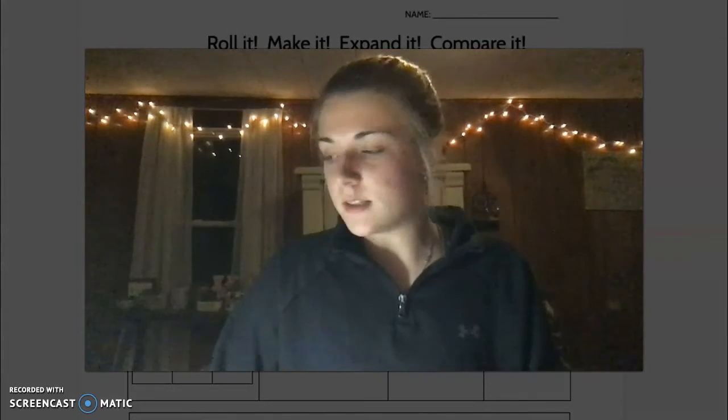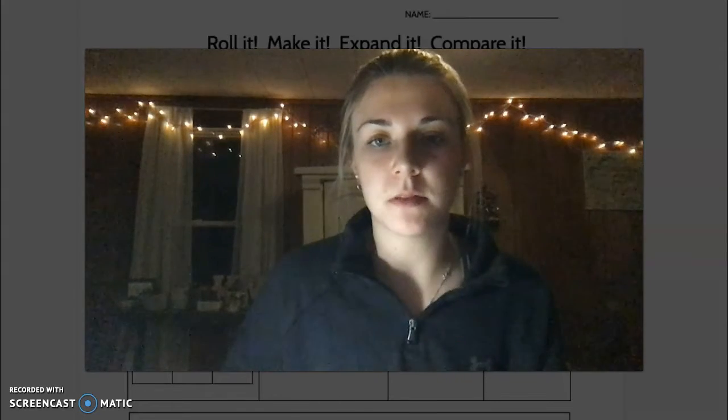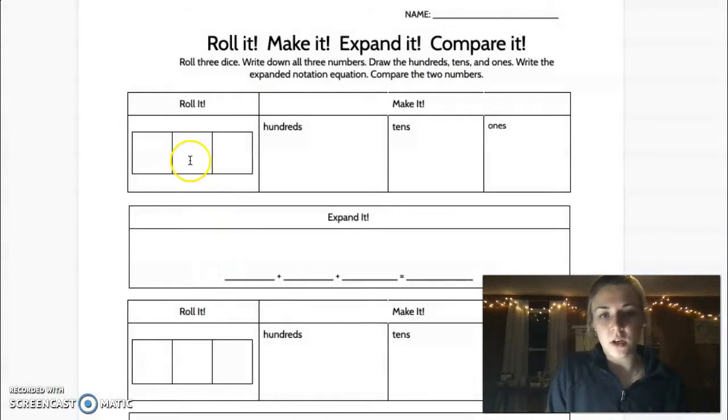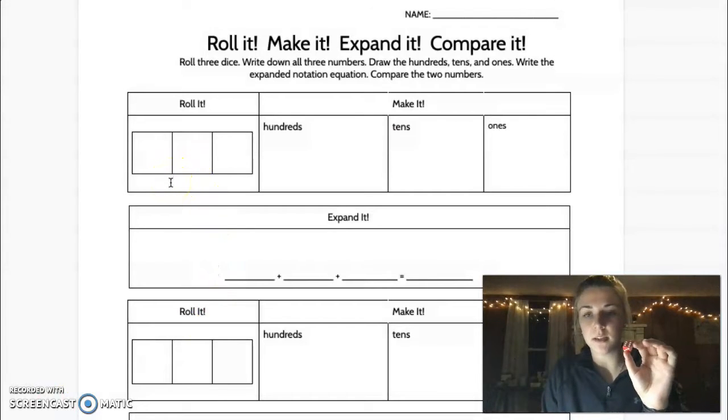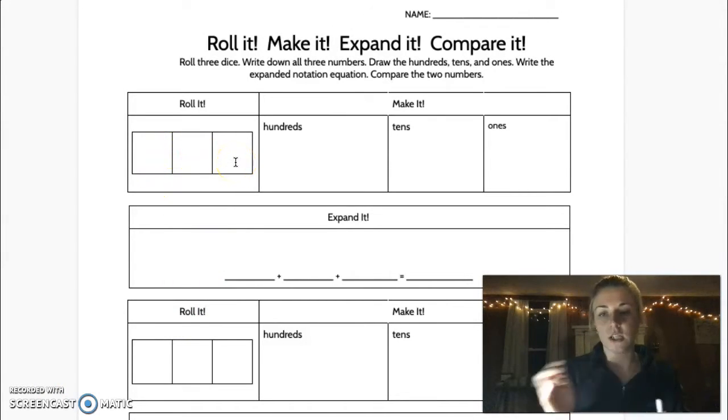So this activity is the same. They have to roll their dice, except this time they have 3 place values. They're going up to the hundreds this time. So just as you can see here, they're rolling the same dice. They're just rolling it 3 times to create a 3-digit number.